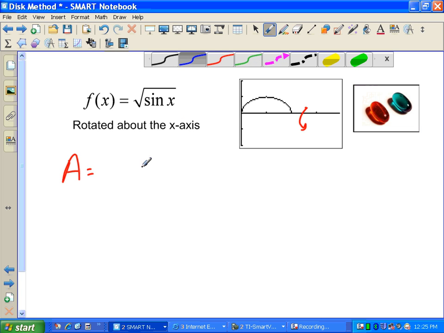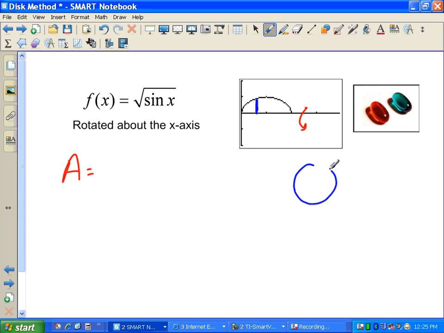Go back to a different color pen. So, the area of a circle, because what we're going to do is just take a slice right here. Okay? And this slice is the thing that gets rotated. When we rotate that slice, we get a circle. The circle has a radius. The radius is the function. So the area of a circle we know to be pi r squared. Pi, my radius is just the function itself, the square root of the sine of x, squared. So that's how we get the area of one slice.